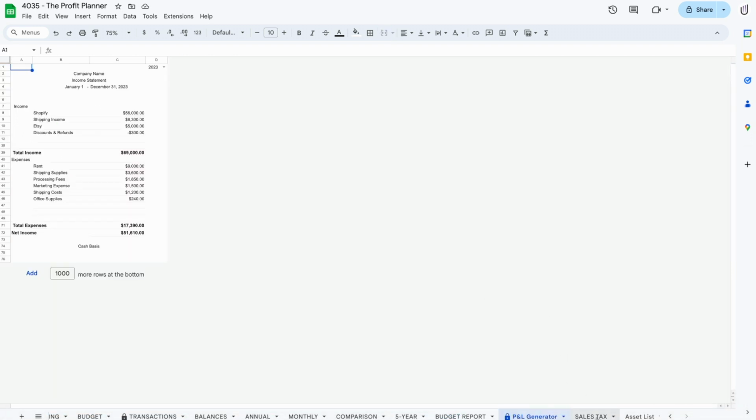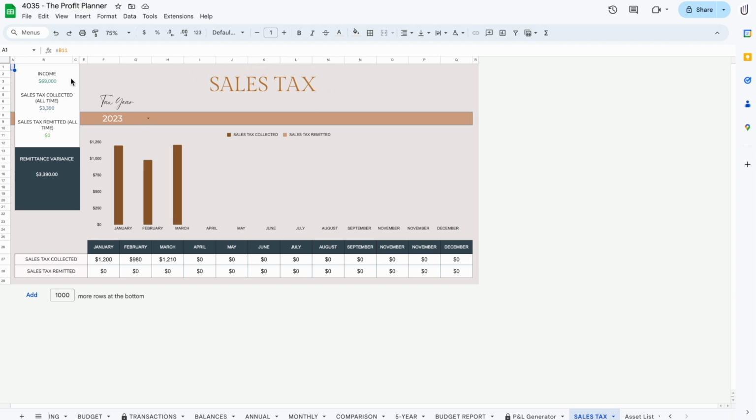Okay, you are going to have a sales tax tracker. So it's going to show you what your income was, how much in sales tax you've collected for whatever year you've chosen, and how much you've remitted. This is just so you have a quick visualization of making sure that you are remitting what you've actually collected.